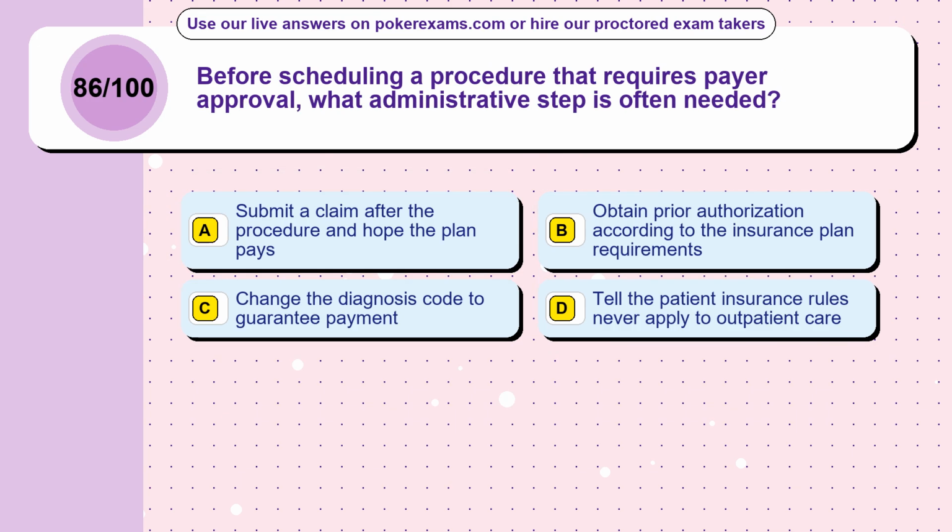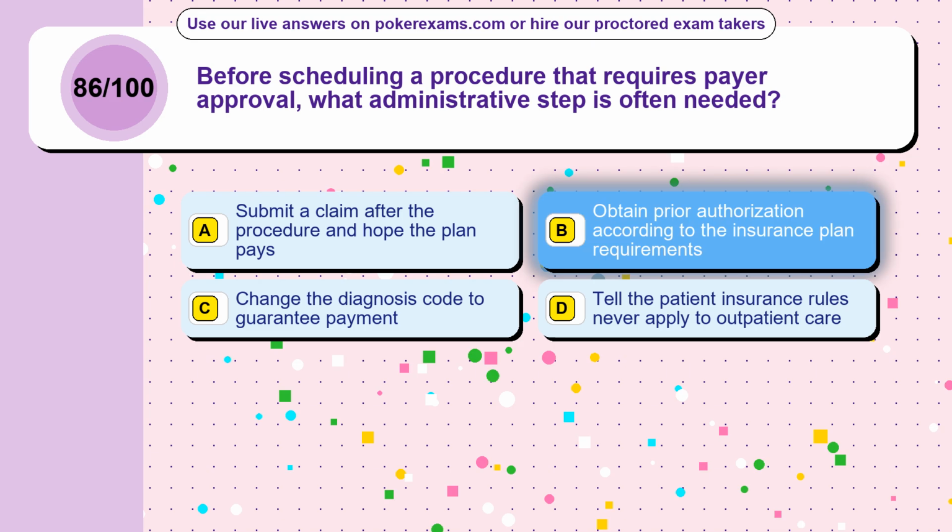Question 86. Before scheduling a procedure that requires payer approval, what administrative step is often needed? Option A, submit a claim after the procedure and hope the plan pays. Option B, obtain prior authorization according to the insurance plan requirements. Option C, change the diagnosis code to guarantee payment. Option D, tell the patient insurance rules never apply to outpatient care.